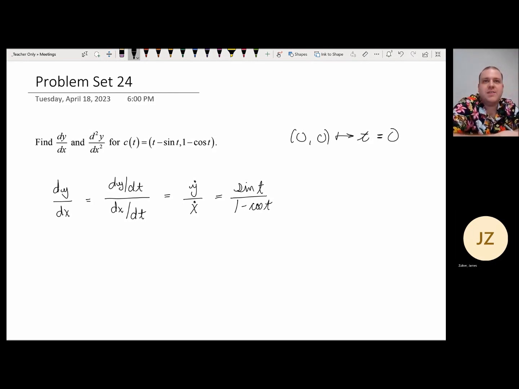The reverse is also true. If I give you t, but you want the ordered pair, you just plug the t I give you in, and that gives you the ordered pair of the point. So again, if I did 6 pi, the point would be 6 pi, 0.